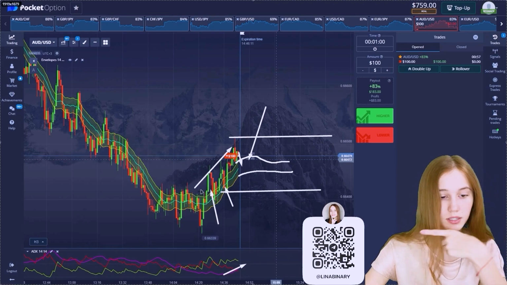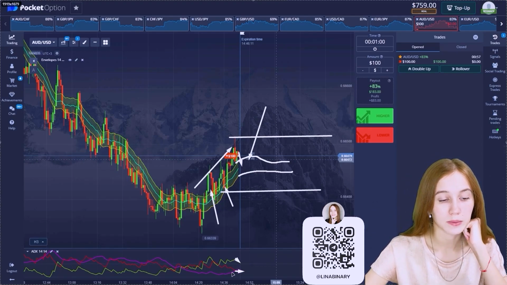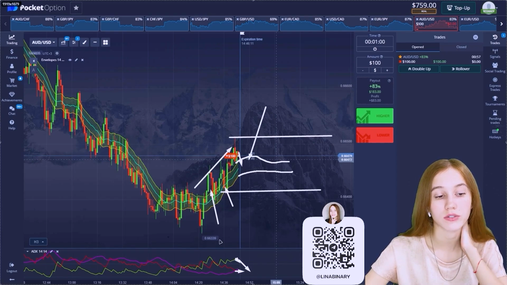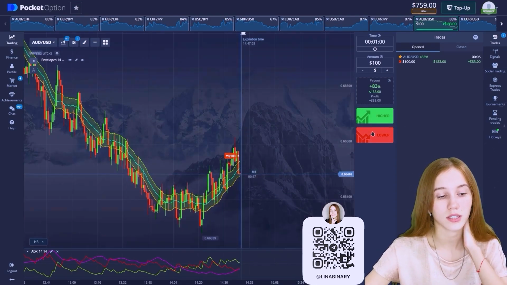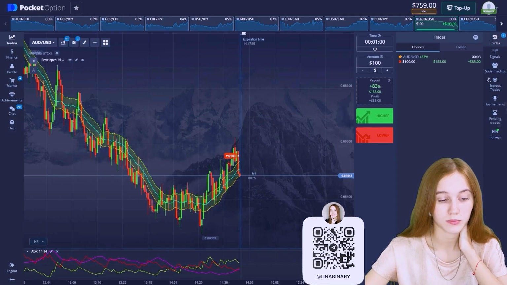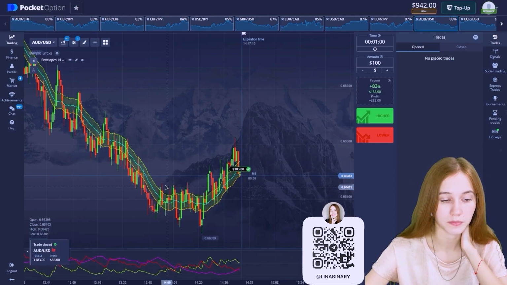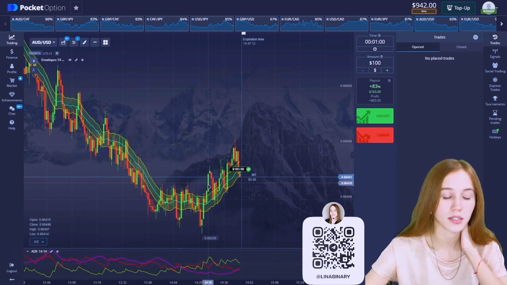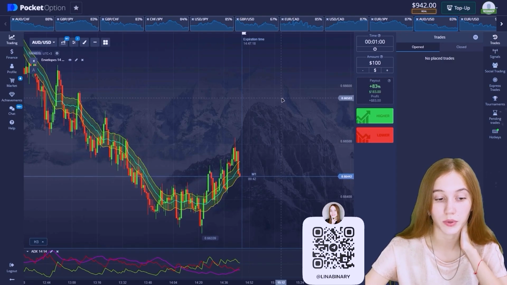ADX, we see intensity is growing. The green line begins to fall and the red line begins to level off. This indicates a change in trend. There are 8 seconds left until the end of the deal, and we open down. Let's see, 2 seconds left. One. Yeah, good. Plus deal, profit is $83. $942 on our balance.